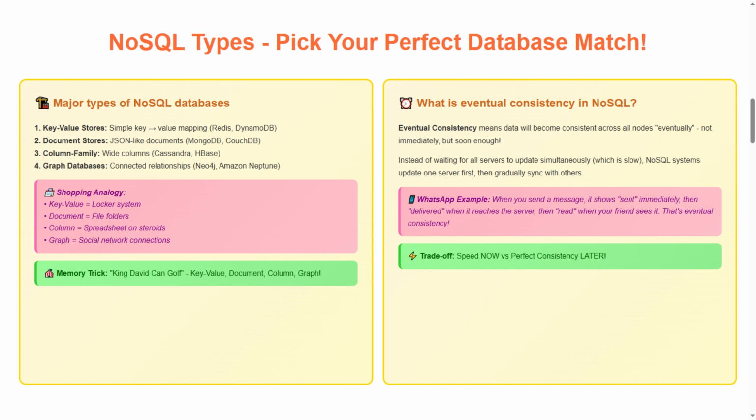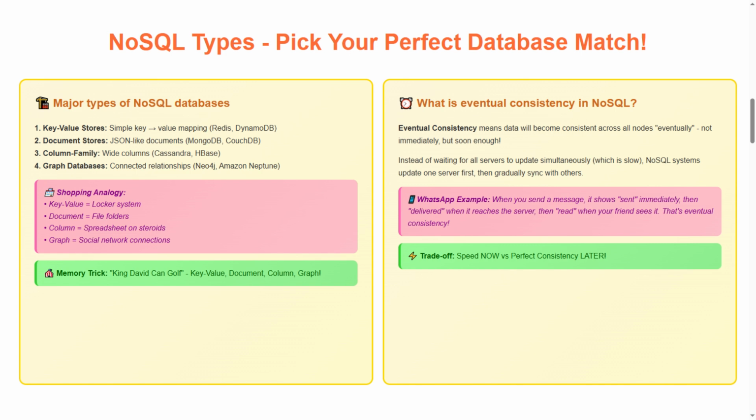What is eventual consistency in NoSQL? Eventual consistency means data will become consistent across all nodes eventually, not immediately, but soon enough. Instead of waiting for all servers to update simultaneously, which is slow, NoSQL systems update one server first, then gradually sync with others.